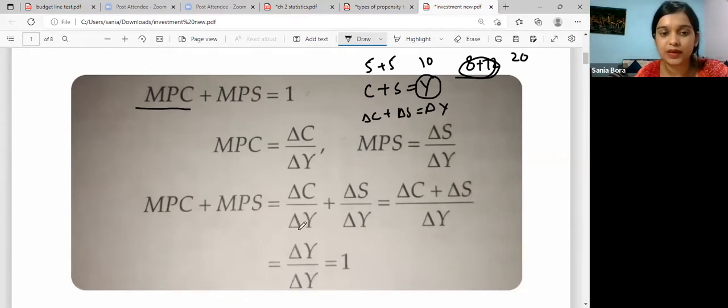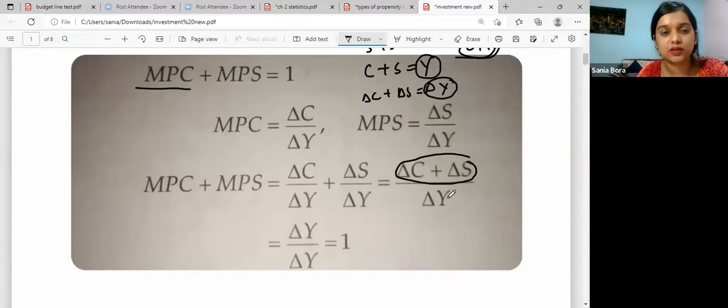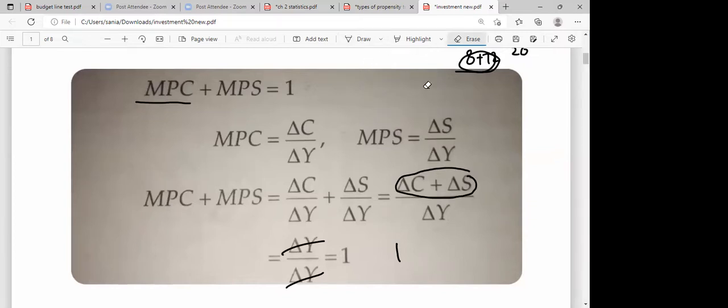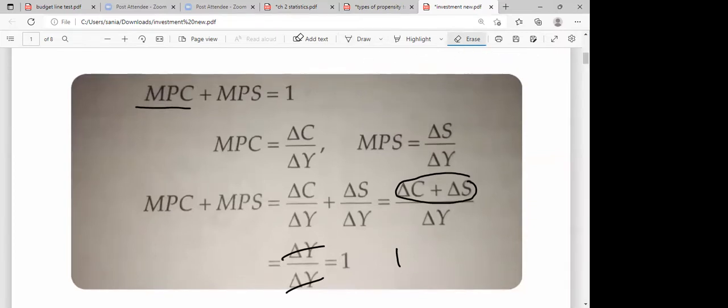Like MPC plus MPS. MPC is delta C upon delta Y and MPS is delta S upon delta Y. When you add it, you will take the LCM. LCM will be delta Y and the numerator will be delta C plus delta S. Now this delta C plus delta S is equal to delta Y. So you write delta Y, and the denominator you already had delta Y. So when you cancel it, you will get 1. Clear? Now it is clear? Okay, Mariam and Heba, clear?